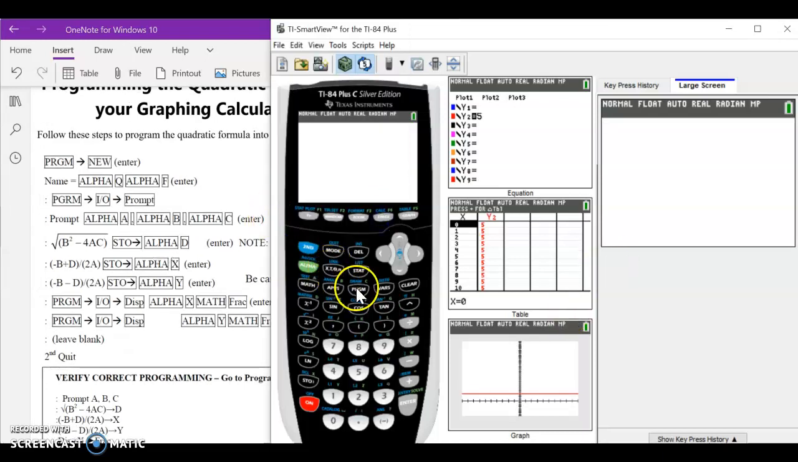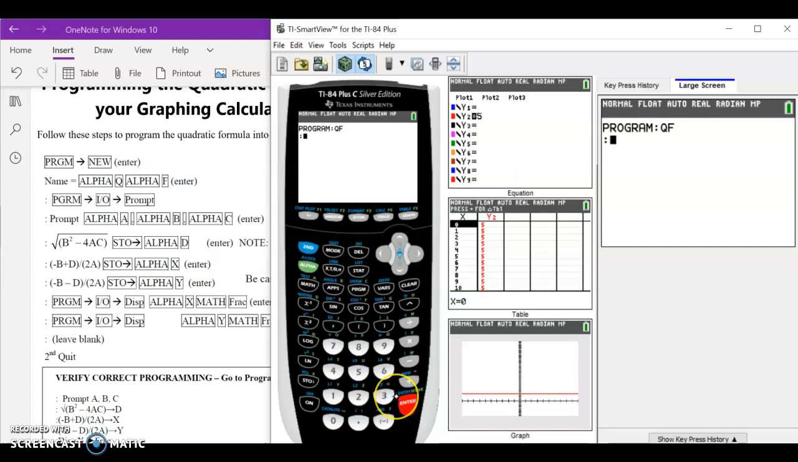So we're going to go ahead and start by hitting program. And then we go over to new, and we want to create a new program. You can honestly call it whatever you want. I'm just going to use QF for quadratic formula. So you do alpha and then Q and then alpha and F, or whatever you want to call it. Oop, my alpha didn't work the first time. So alpha Q. Okay. So my name for this is QF, quadratic formula.